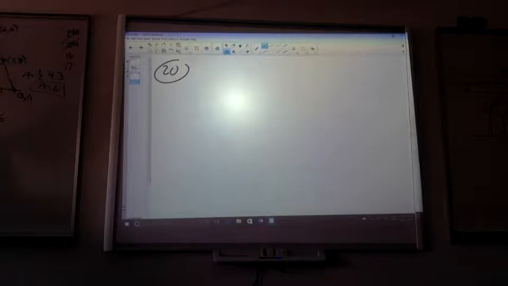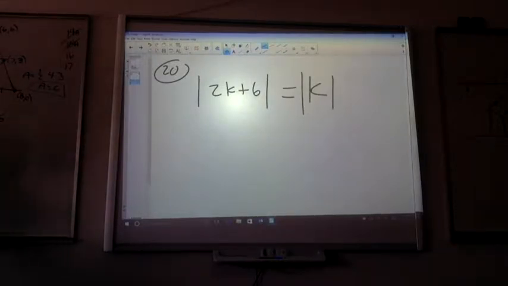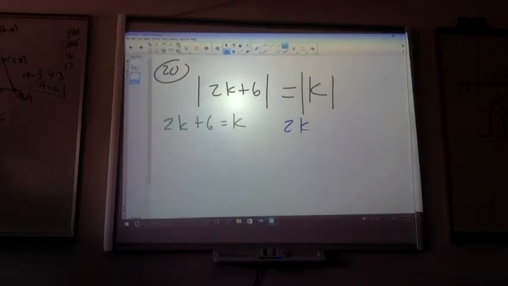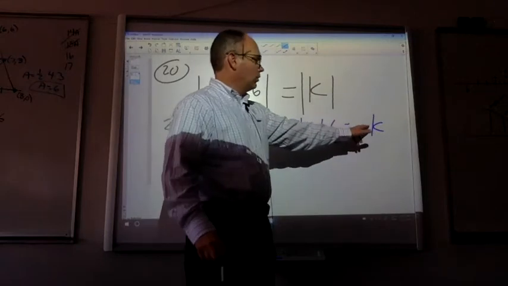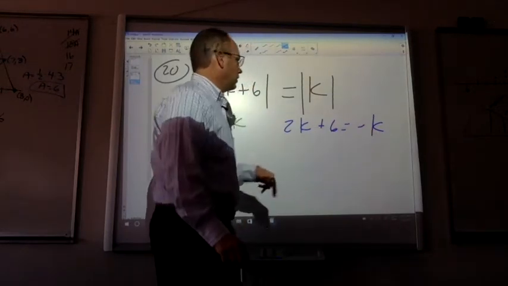We have the absolute value of 2k plus 6 is equal to the absolute value of k. Right? So absolute value, you're going to create 2 problems. Your first problem will be 2k plus 6 equals k, leaving all the signs the same. Second problem will be 2k plus 6 equals negative k. I only have to change one of the sides, all the signs. So this is the simpler side, so I'll just change that sign.